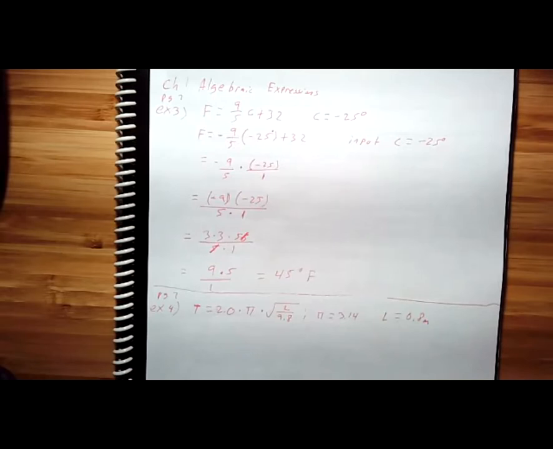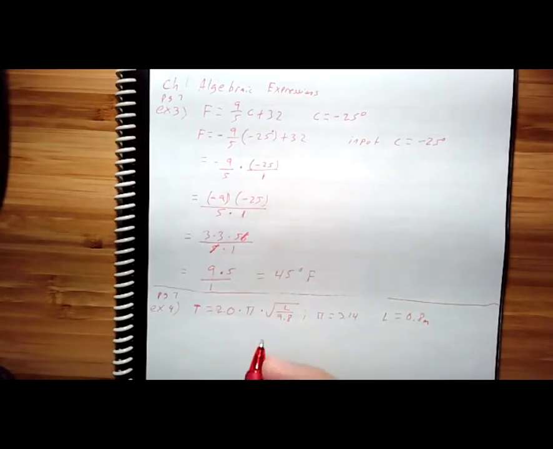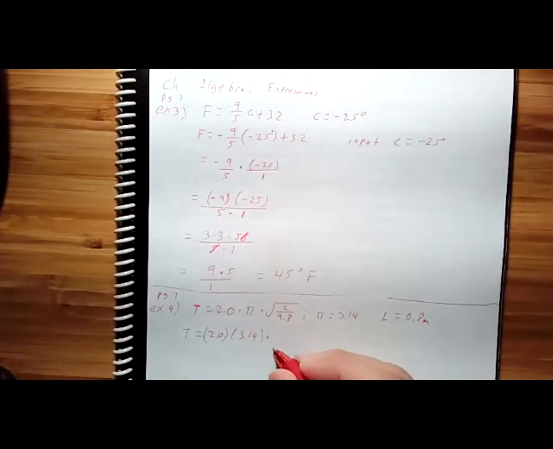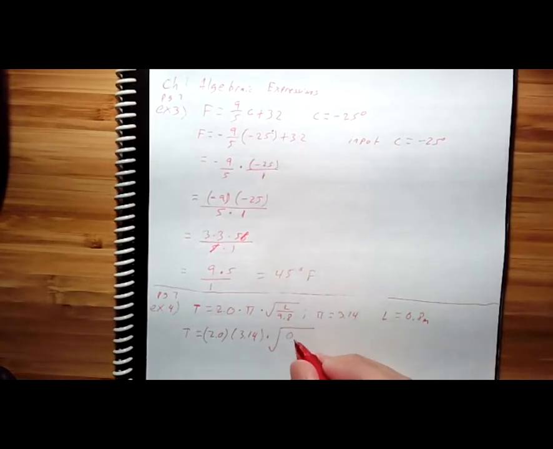So they give you a weird looking formula here. All they want you to do is plug in the pi rounded to 3.14 and L, and then simplify. That's what they want you to do. Okay. So here we go. So t will equal 2.0 times 3.14 times, I'll make this a little bigger, 0.8 over 9.8.